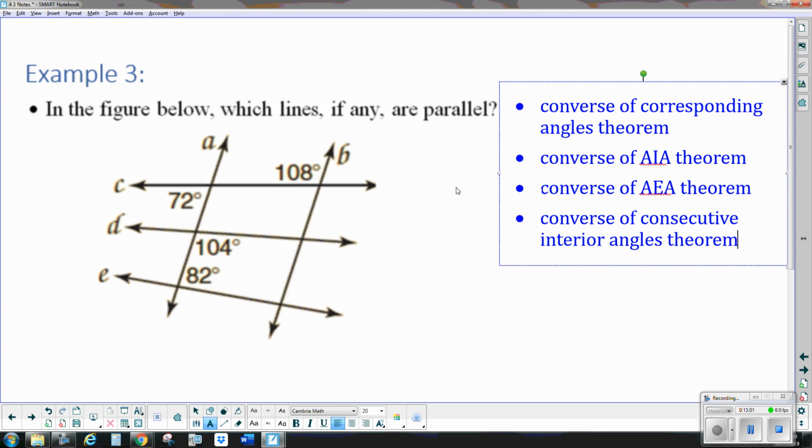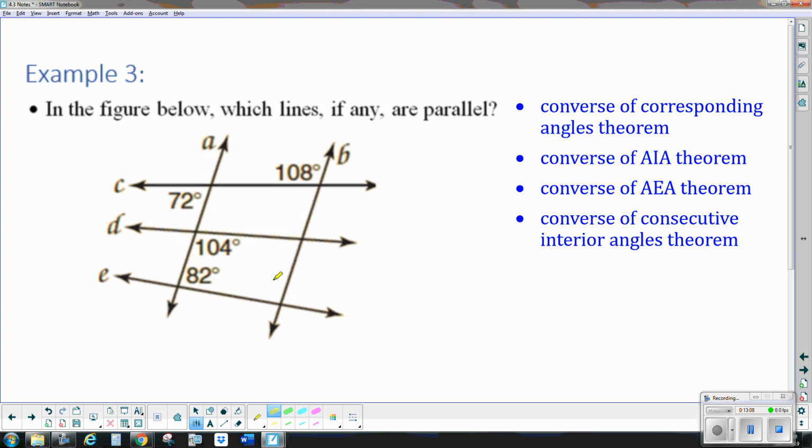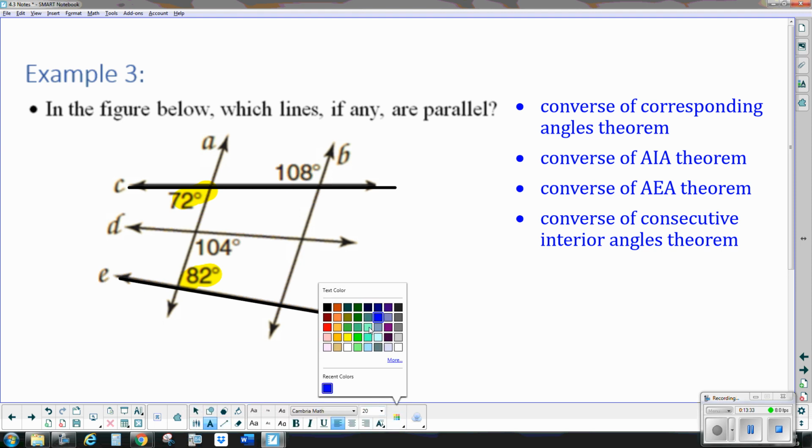Okay, so let's look first and see if we can find any alternate interior angles or any corresponding angles. So here, this 72-degree angle right here, and this 82-degree angle, those would be alternate interior angles between C and E. And since they are not congruent, I know that C is not parallel to D.